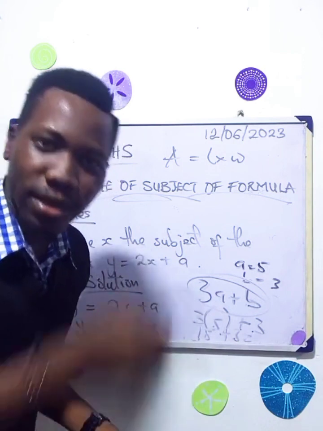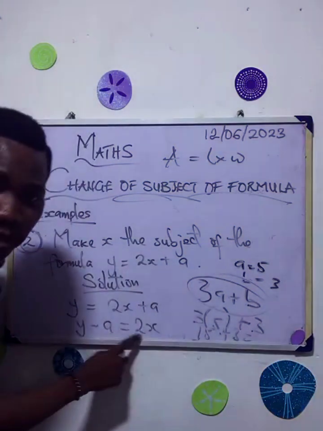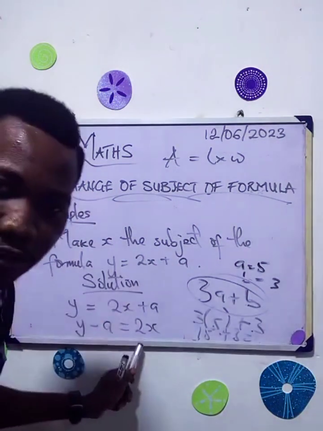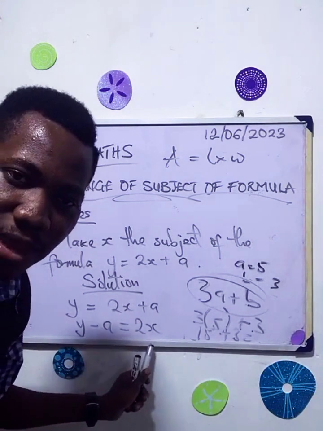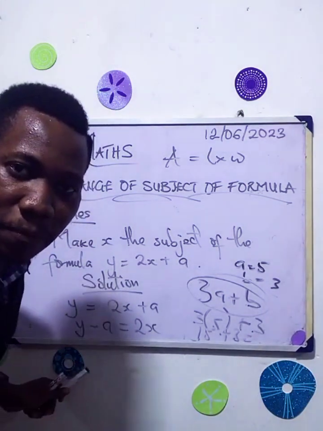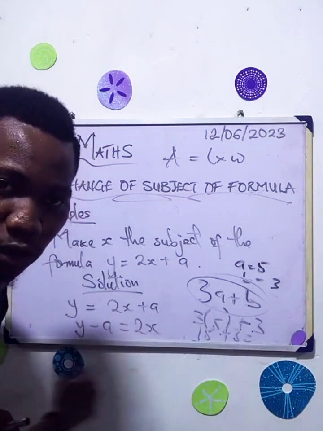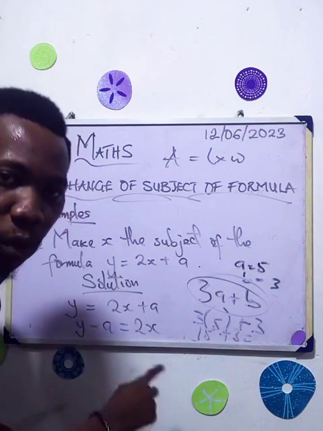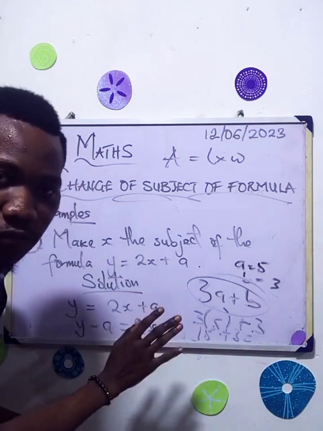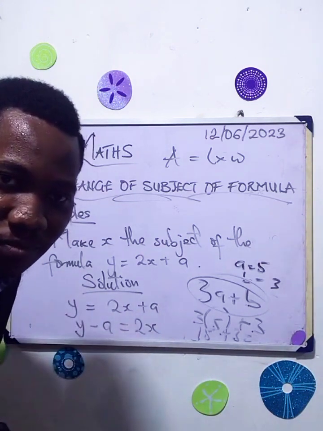3y is 3 times y. 2b is 2 times b. 5a is 5 times a. So come back here. 2x here actually means 2 times x. Now, if the operation holding our 2 and x together is multiplication, what operation are we going to carry out as the reverse operation, so that we can deal with the 2? What are we going to do here so that we can make x alone?